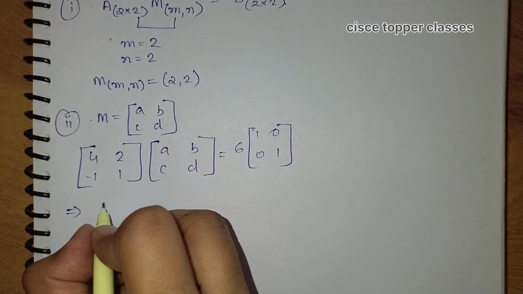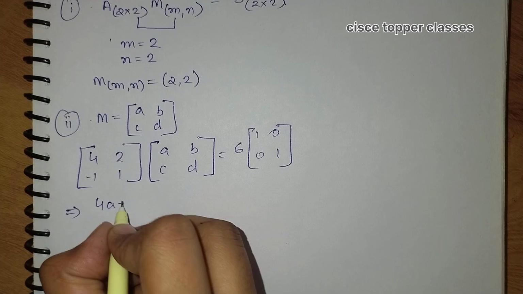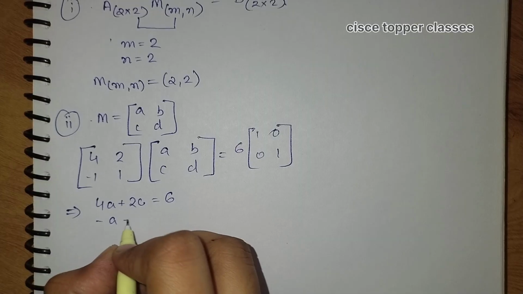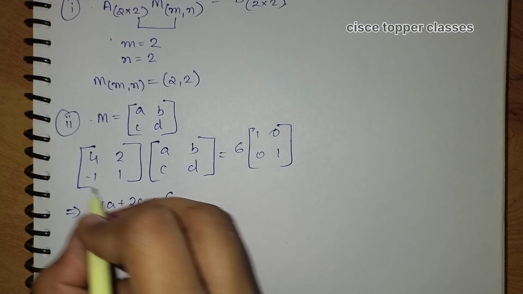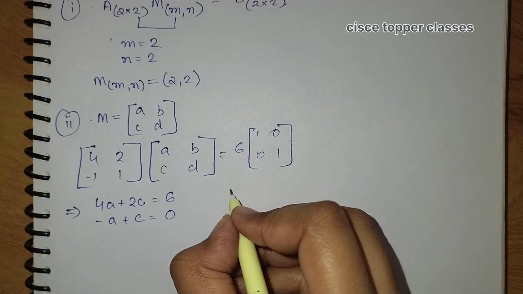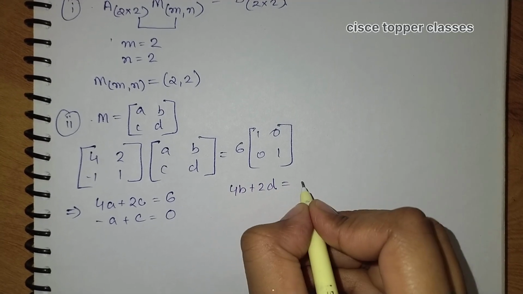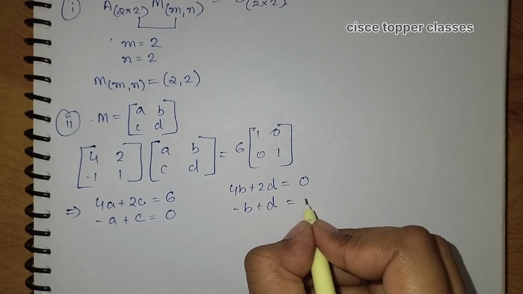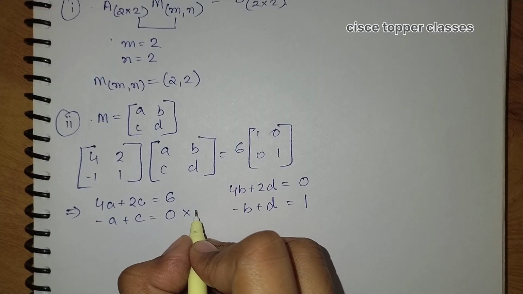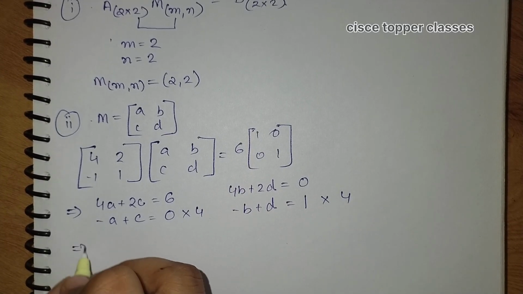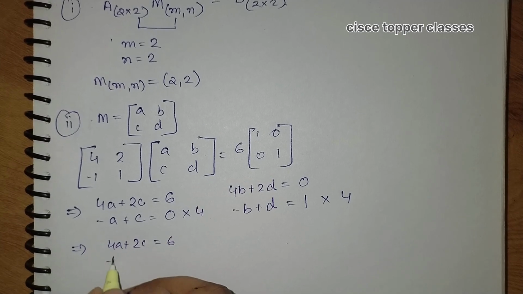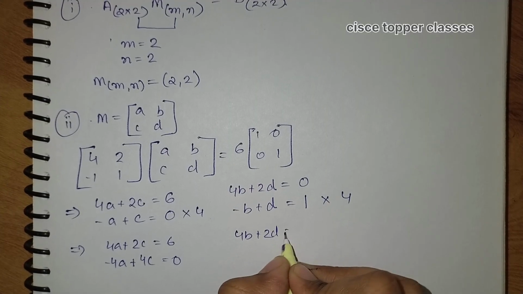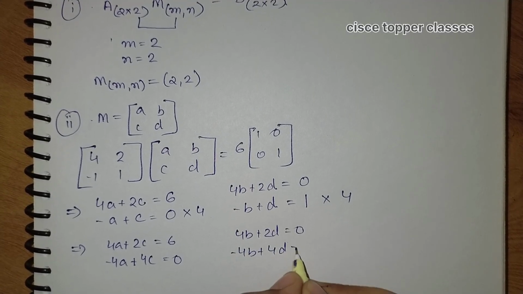Similarly, making these equations here, that will become 4a plus 2c equal to 6, and here this will become minus a plus c is equal to 0, and here again if we write this part, that will become 4b plus 2d equal to 0, and minus b plus d equal to 6. Multiplying this with 4, again we will get 4a plus 2c equal to 6 and minus 4a plus 4c equal to 0, and here 4b plus 2d equal to 0 and minus 4b plus 4d equal to 24.